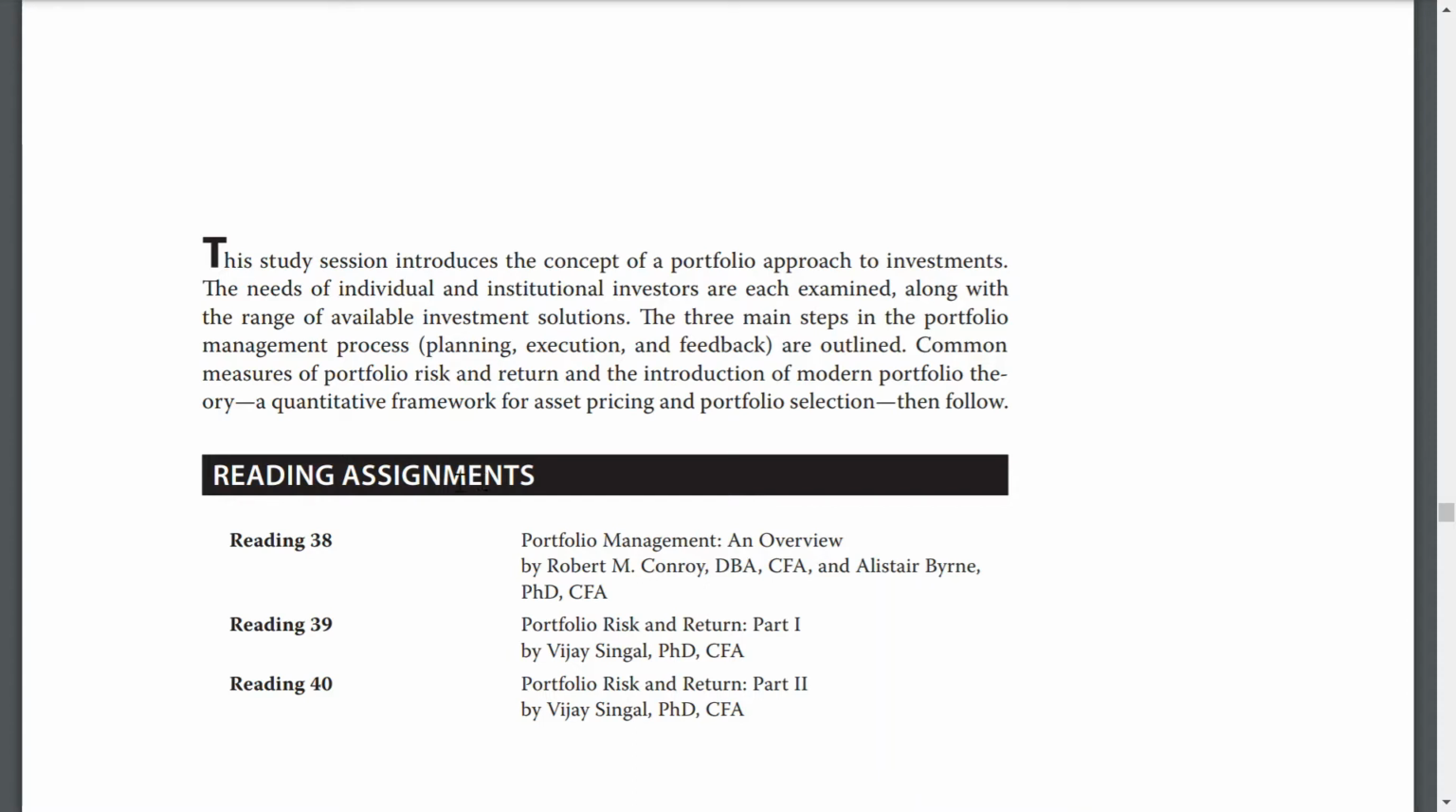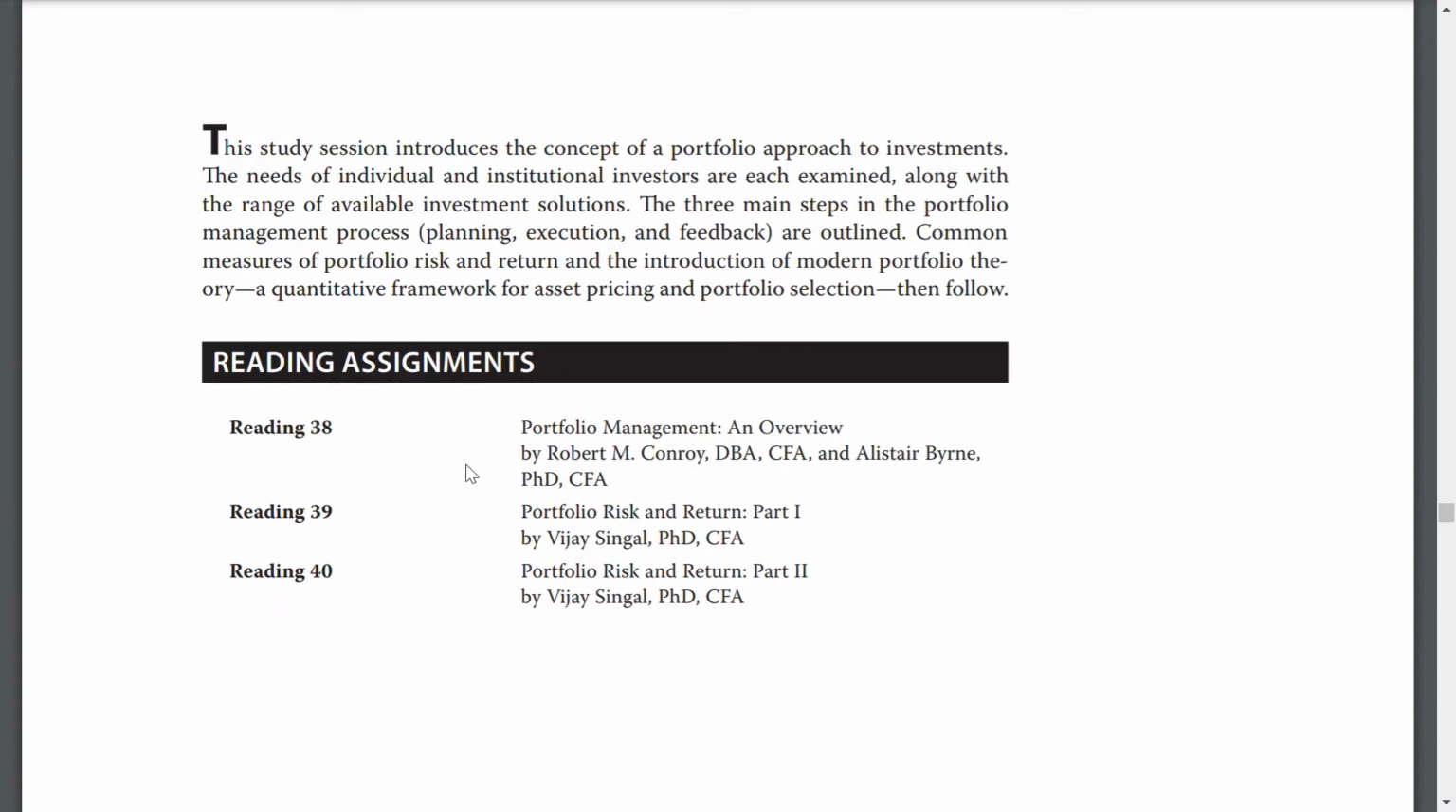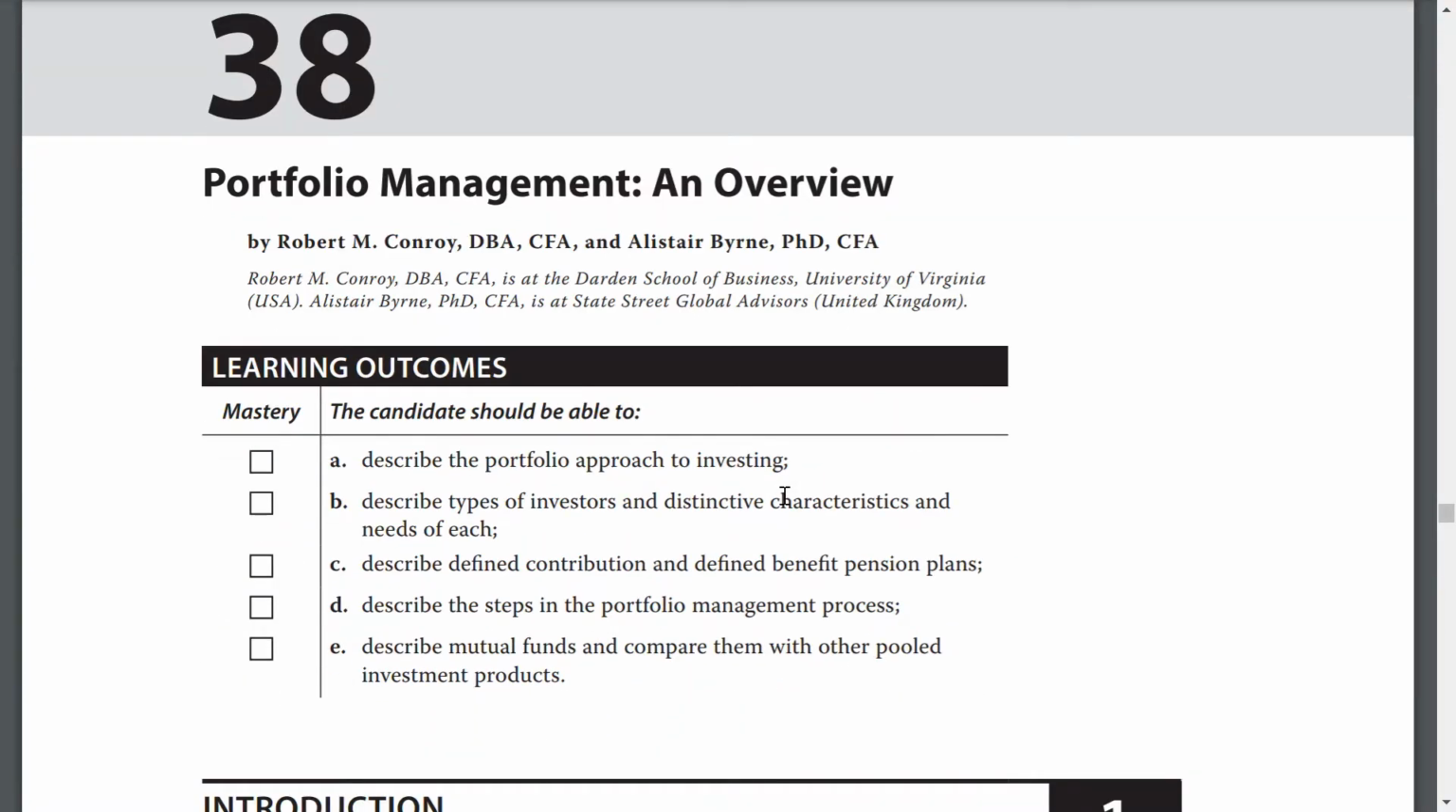Reading assignments: reading 38 about portfolio management and overview, reading 39 about portfolio risk and return, part 1, and reading 40 about portfolio risk and return, part 2. Reading 38, portfolio management and overview. Learning outcomes: the candidate should be able to describe the portfolio approach to investing, describe types of investors and distinctive characteristics and needs of each, describe defined contribution and defined benefit pension plans, describe the steps in the portfolio management process, and describe mutual funds and compare them with other pooled investment products.